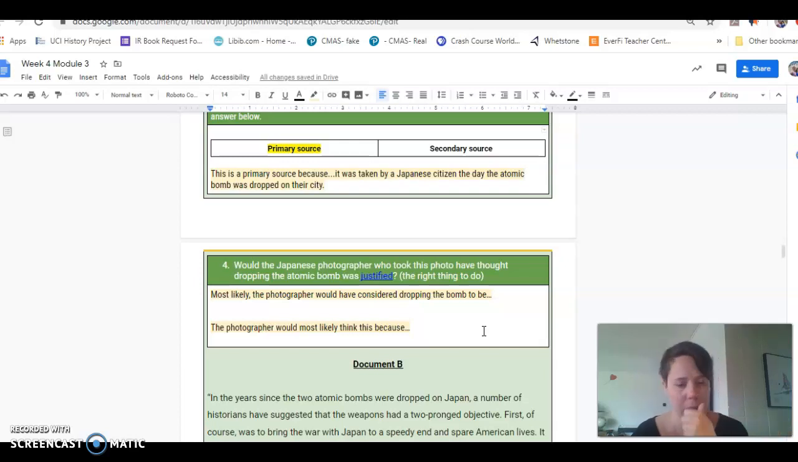I'm going to actually leave this to your own thinking. I don't want to sway your opinion one way or the other. So go ahead and write your answer to question 4 there below.